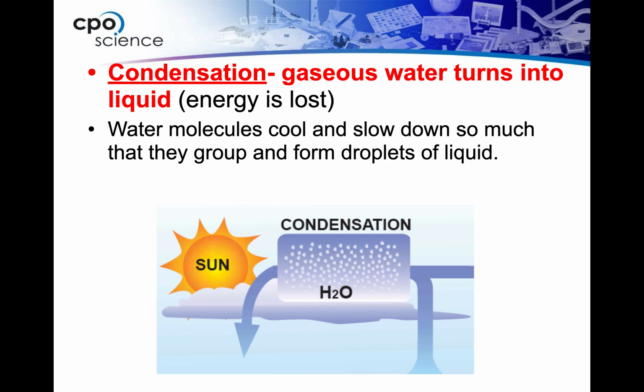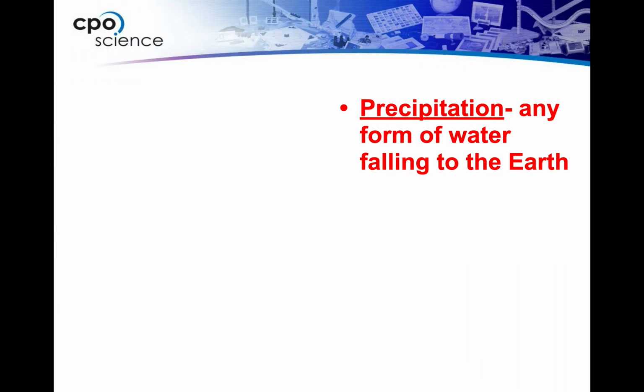So condensation happens in the atmosphere, and when it happens in the atmosphere, we get clouds that form. So clouds are formed from the process of condensation. Water turning into a liquid, and they need something to stick onto, so there's usually dust molecules up there, and that's what they'll stick onto.